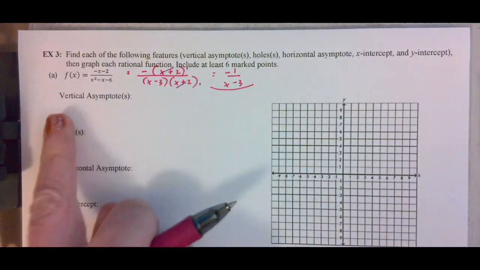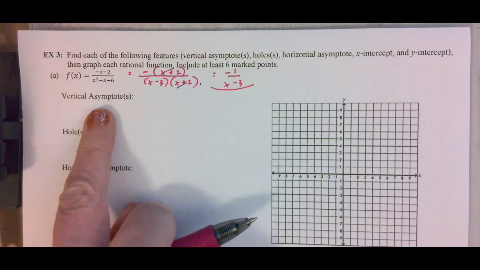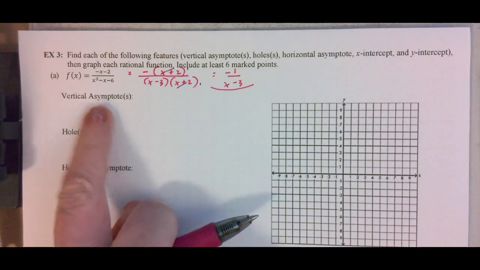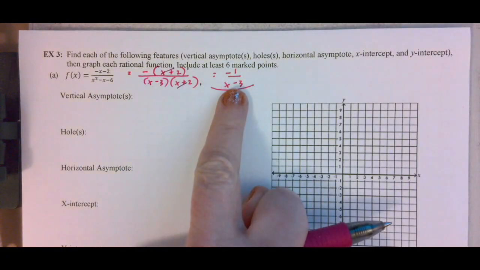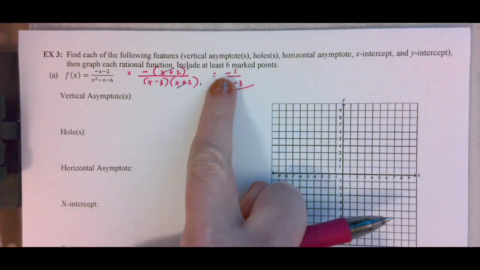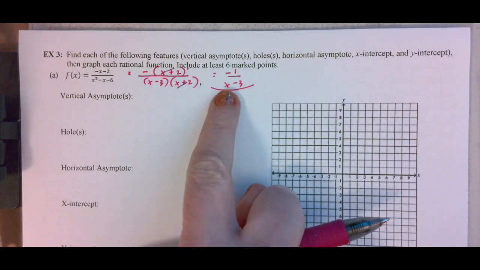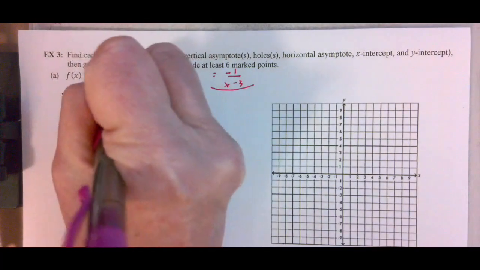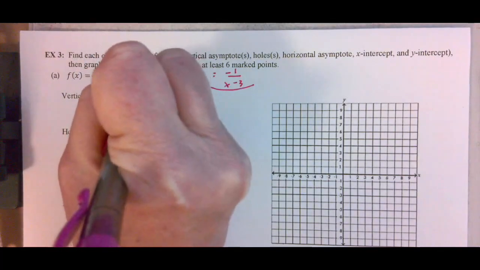Okay, so my vertical asymptote or asymptotes, in our examples, we're going to see only one. It comes from what is left behind. So when I set that equal to 0, the x minus 3 equal to 0, and solve, I'll get a vertical asymptote at x equals 3.